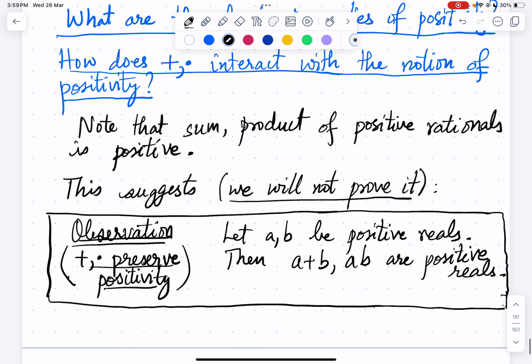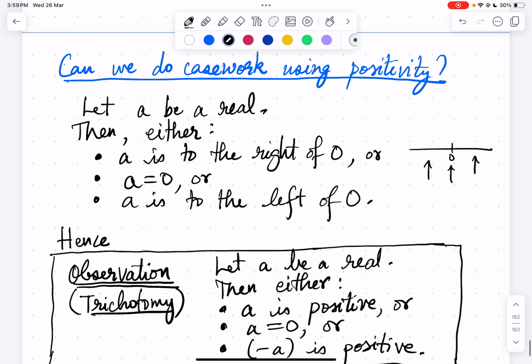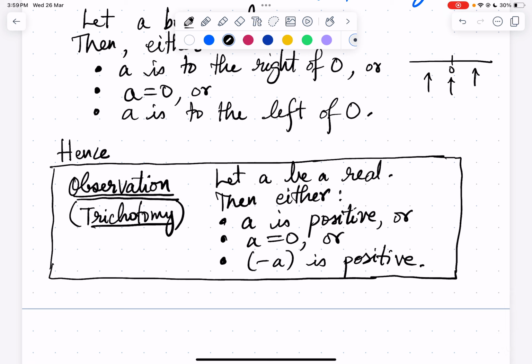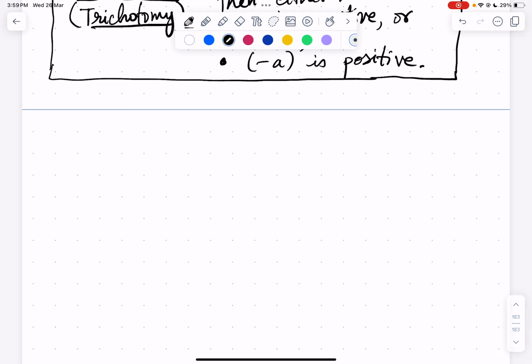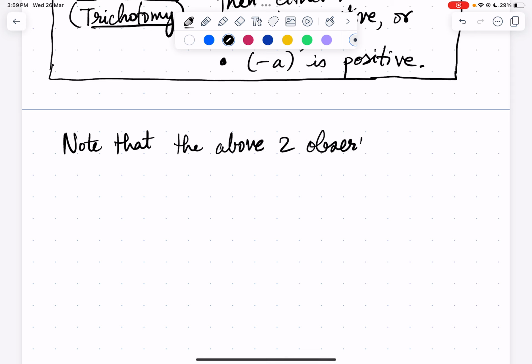So we have two observations. Addition and multiplication preserve positivity, and we have trichotomy. So if A is a real number, either A is positive or A is 0 or minus A is positive. Exactly one of these holds. So now we have two basic observations. So note that the above two observations, so what are the observations? Addition and multiplication preserve positivity.